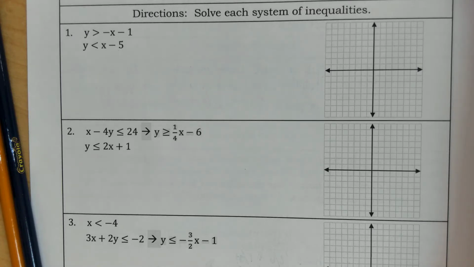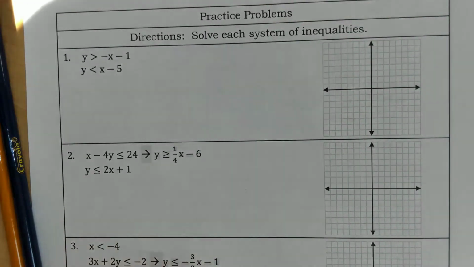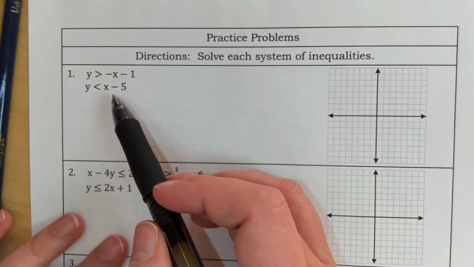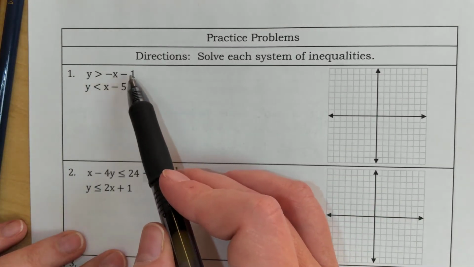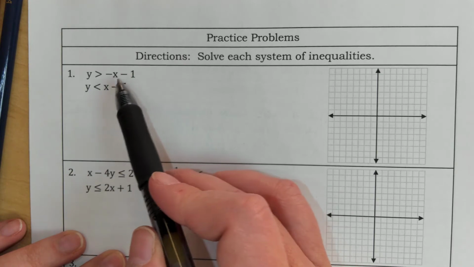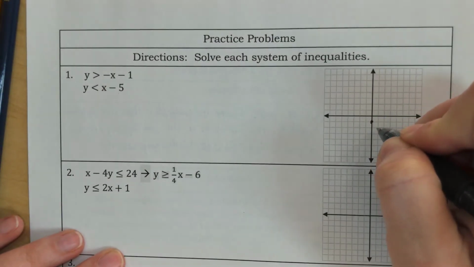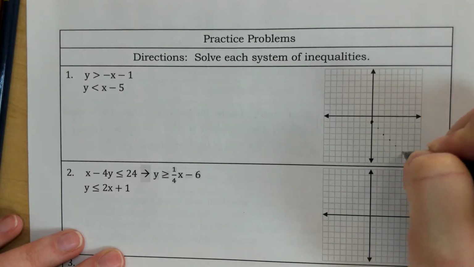Alright, so starting here with these systems of inequalities. The first thing I'm going to do is graph these two inequalities. I'm going to start with y is greater than or equal to negative x minus 1. My slope here is negative 1 and my y-intercept is negative 1. So I'm going to put a point here, and then I'm going to be going in a negative 1 direction.